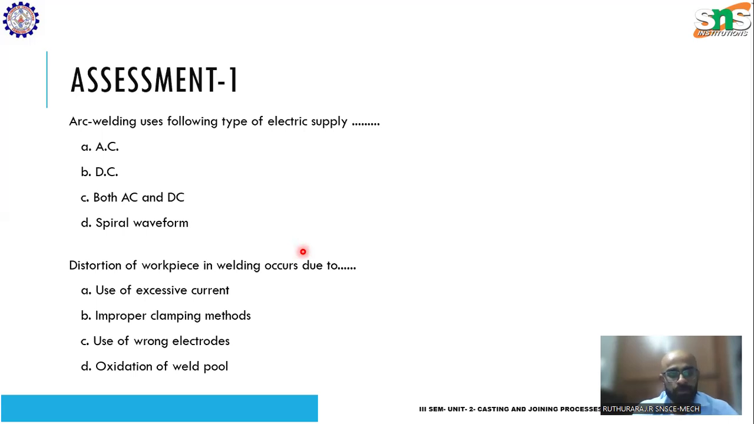Next, when does distortion of the workpiece occur? Distortion is actually a change in shape of the workpiece. Shape change occurs when stress is applied to the material. The only way you can apply stress to the material here is by increasing the temperature. So when excessive current is used, distortion takes place. Similarly, if improper clamping is done, or if you are applying a higher load in the clamping, distortion may occur. So the answer will be use of excessive current.